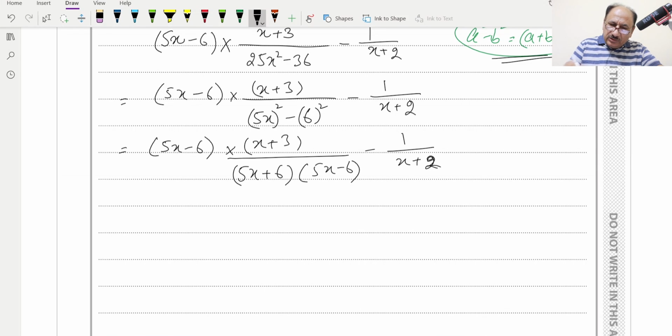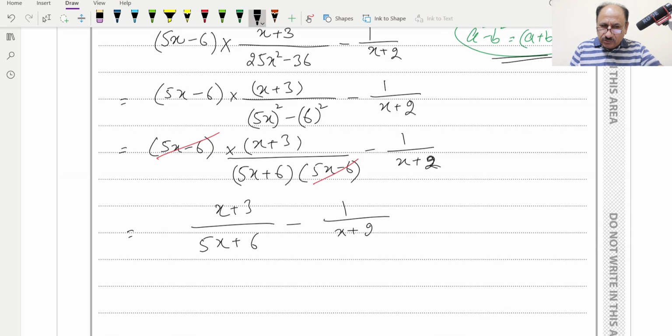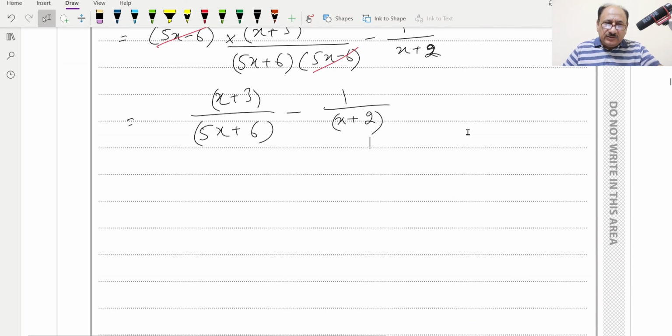Now for the cancellation part, we can cancel this with this one, and the remaining thing we can write over here: x plus 3 over 5x plus 6, and minus 1 over x plus 2, which we can put in brackets. Now we have to simplify this one. So we can take the LCM.